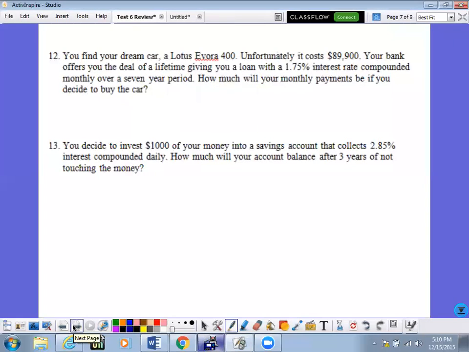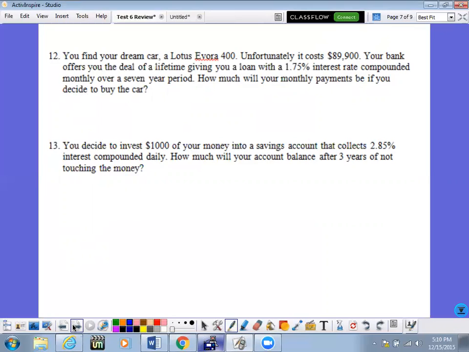Number 12, you find your dream car, a Lotus Evora 400. They're bad, don't worry. Unfortunately, it costs $89,900. Your bank offers the deal of a lifetime, giving you a loan with 1.75% interest rate compounded monthly over a 7-year period. How much will your monthly payments be if you decide to buy the car?